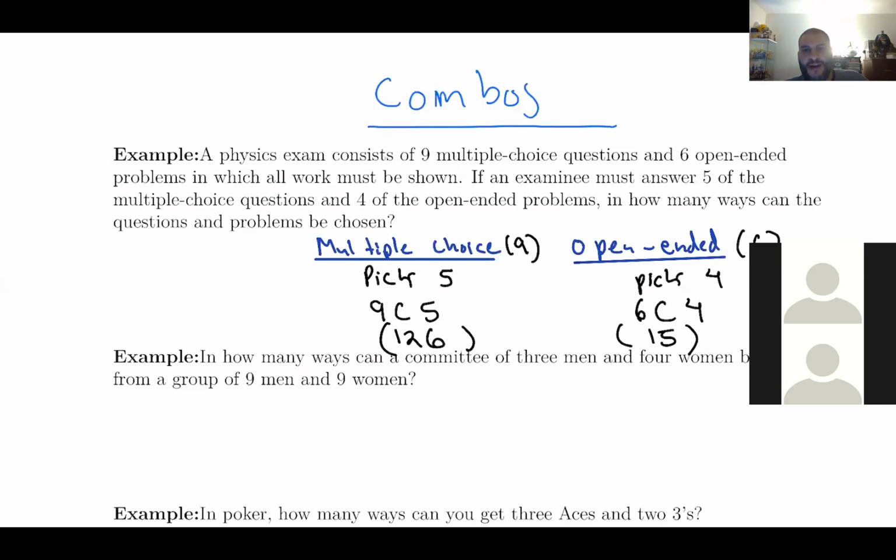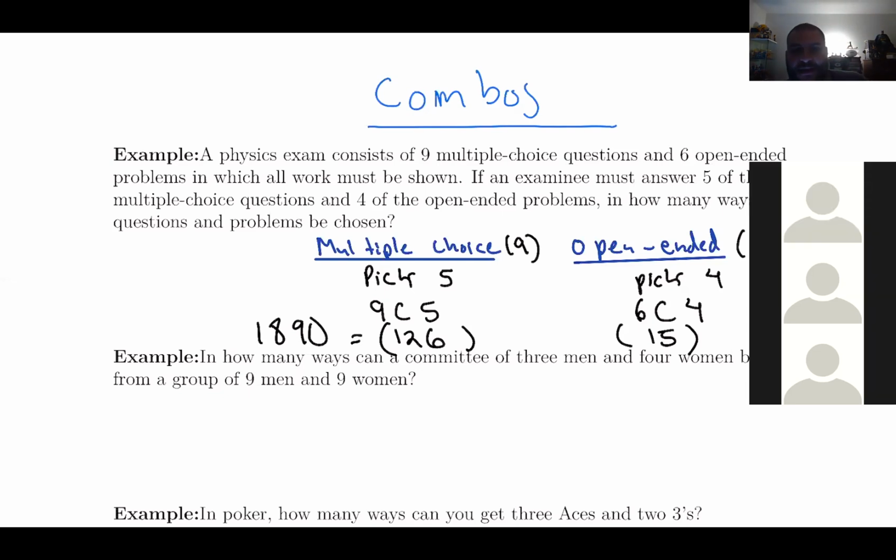So what we're going to do now is 126 times 15. So 126 times 15, and you get 1890. So there are 1,890 different ways that I could choose 5 multiple choice questions and 4 open-ended questions. And that's it. If you look at the beginning, we're using the combination rule. But when we multiply these two, we're pretty much using the counting multiplication rule. And that's it.